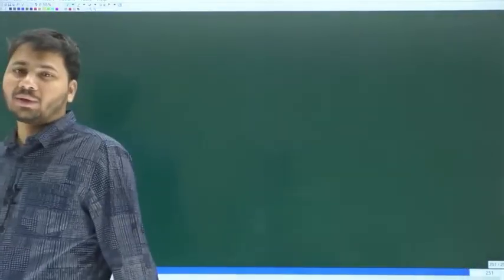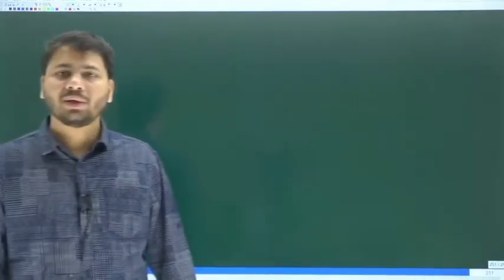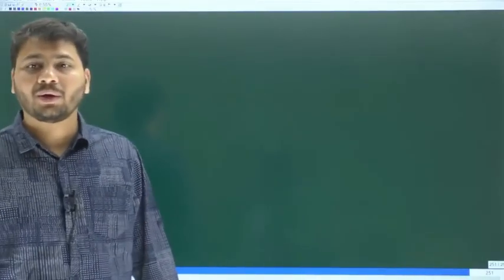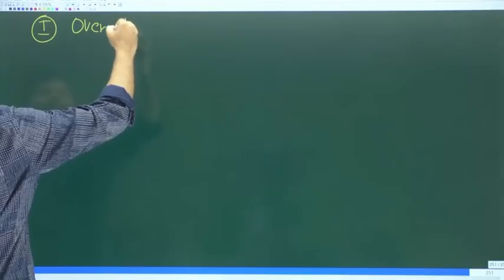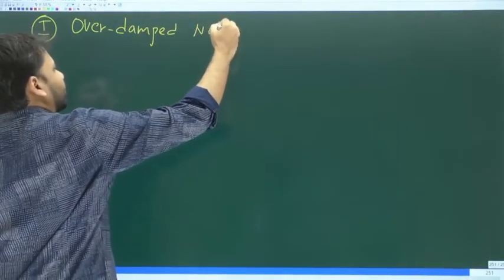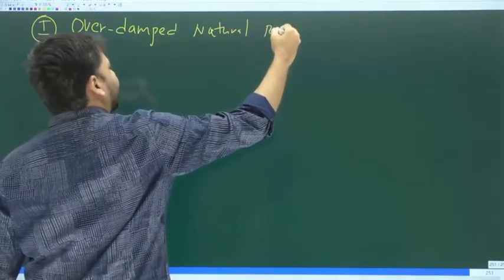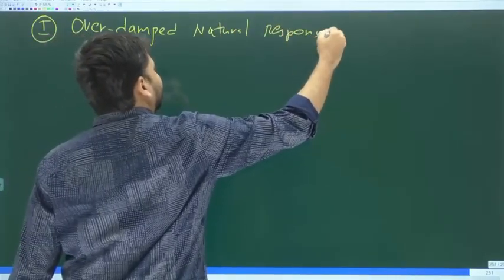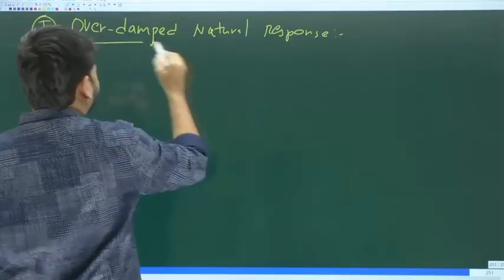So what is the first form of the natural response? The natural response is said to be overdamped. So first is the overdamped natural response.